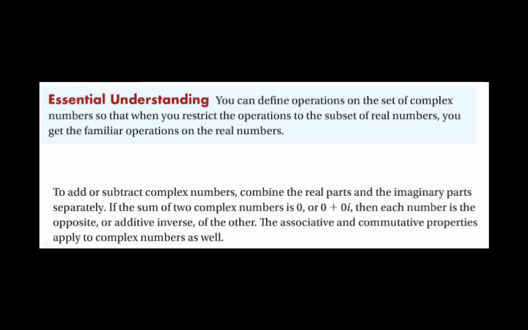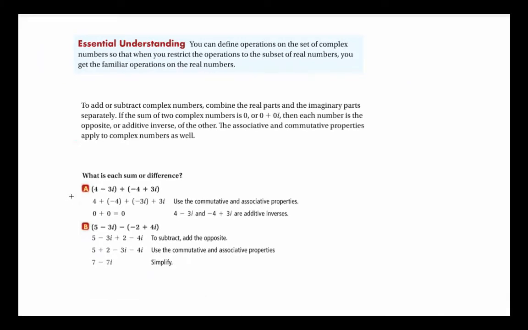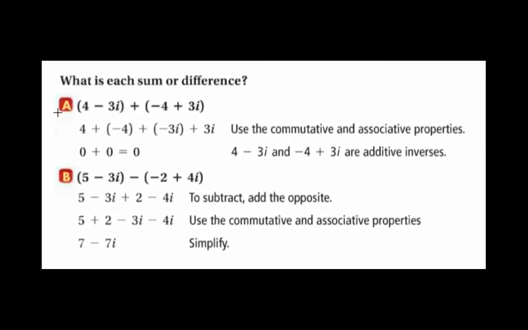The associative and commutative properties apply to complex numbers as well. So here we have two examples. What is the sum or difference? We're taking the complex number 4 minus 3i and adding to it negative 4 plus 3i. The commutative property of addition says we can add the real parts together, 4 plus negative 4, and then we can add the imaginary parts together, negative 3i plus 3i.